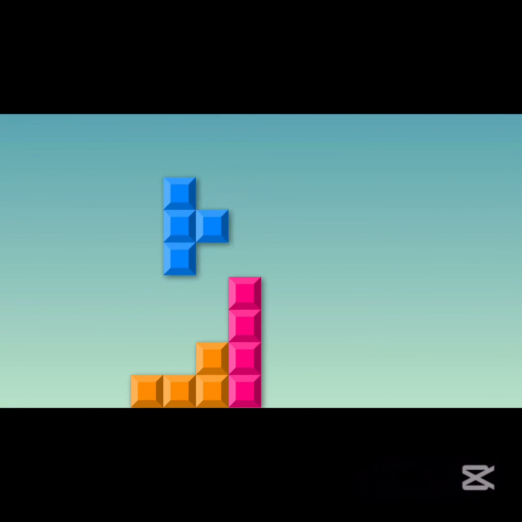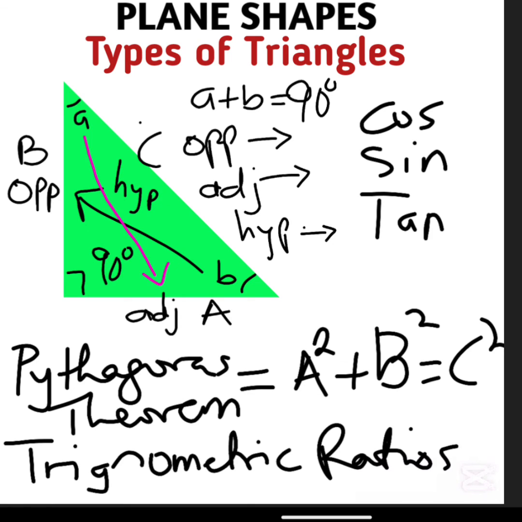So the Pythagoras theorem states that the sum of the squares of the opposite side and the adjacent side is equal to the square of the hypotenuse. Also, we have trigonometric ratios like the sine, the cosine, and the tangent.